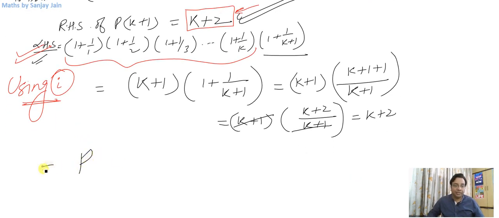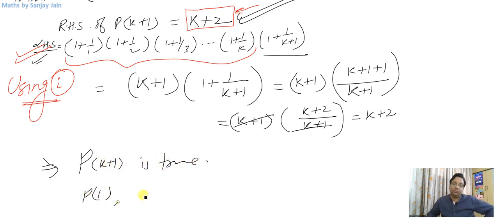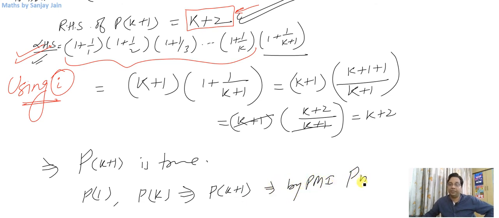P of k, hence P of k plus 1 is true. So P of 1 is true, and truth of P of k implies truth of P of k plus 1. Hence, by PMI, principle of mathematical induction, P of n is true.